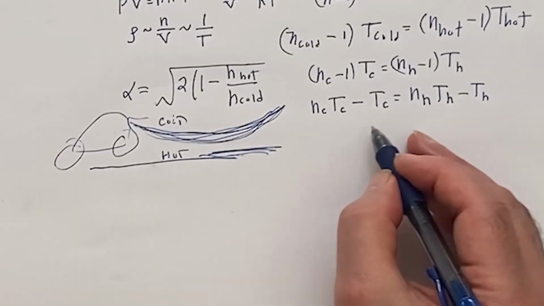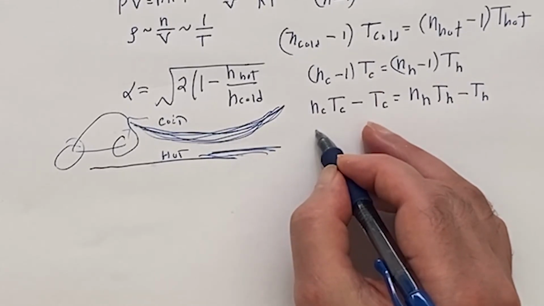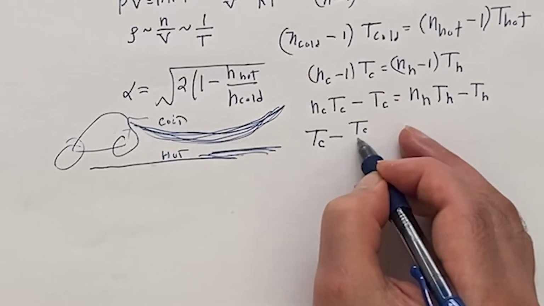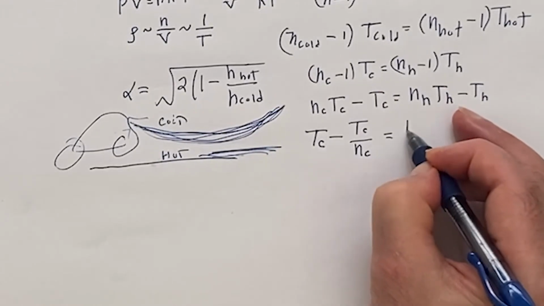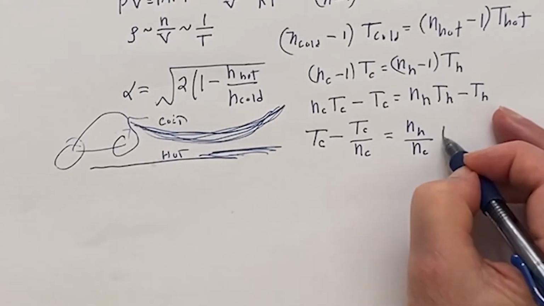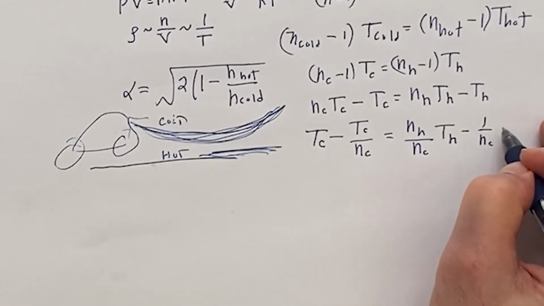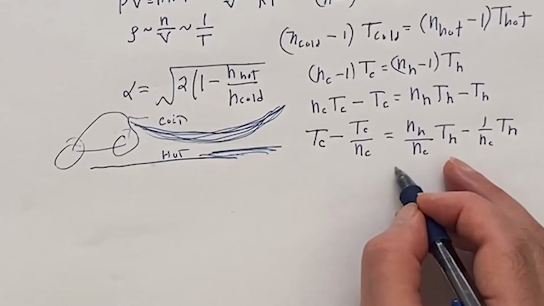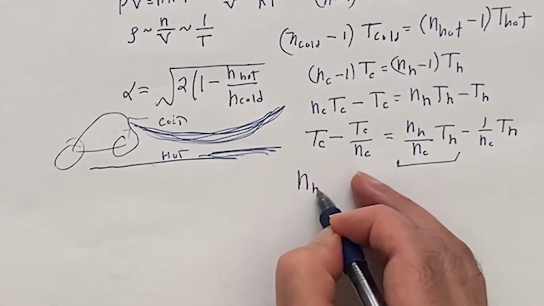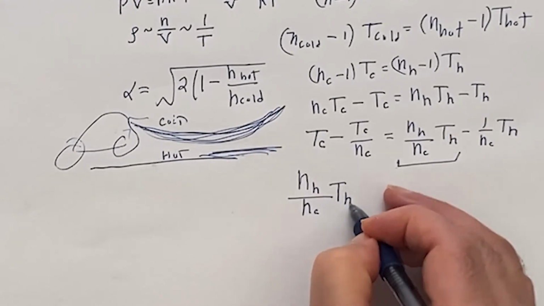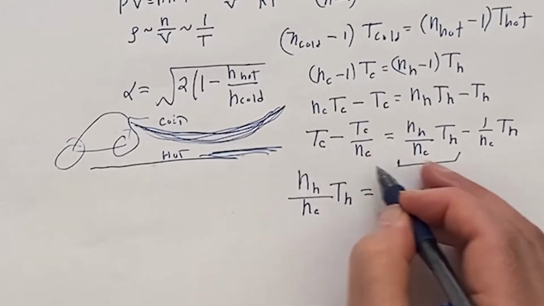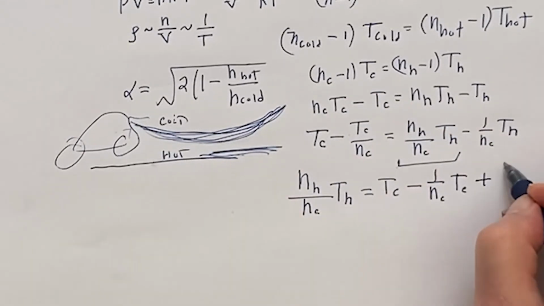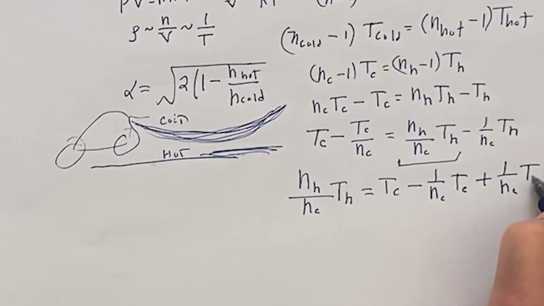Okay, so now when you get this, we can play around with the math. Let's look at Tc divided by Nc, minus Tc over Nc, equals Nh over Nc. This is a nice, cute formula that we're deriving here. Divide by Nc there. For the next step, let's have this on one side of the equation: the N hot over the N cold times temperature hot is equal to Tc, what's on this side, minus 1 over Nc Tc. Then we bring that to the other side and add that 1 over N. This is just algebra to play around.